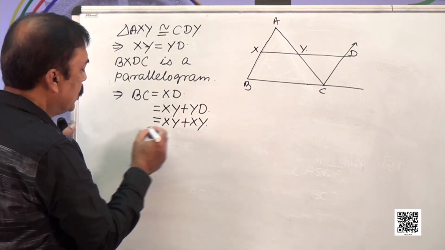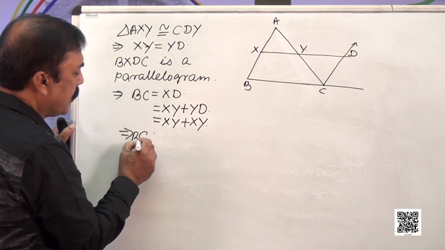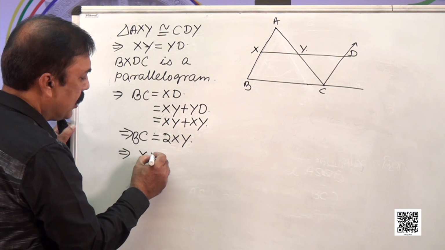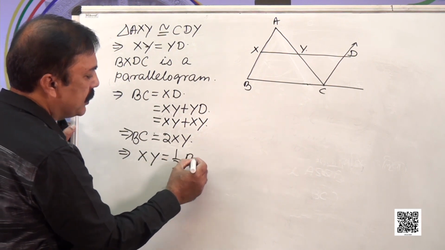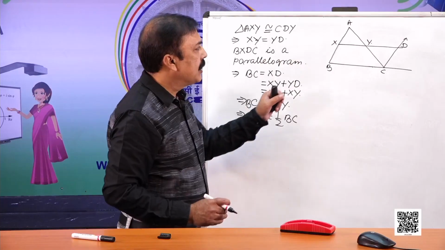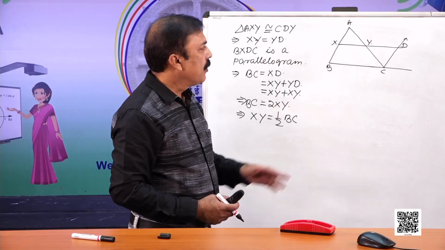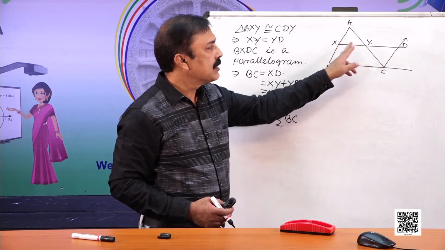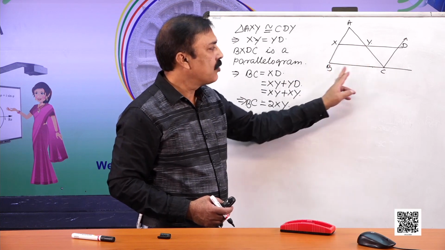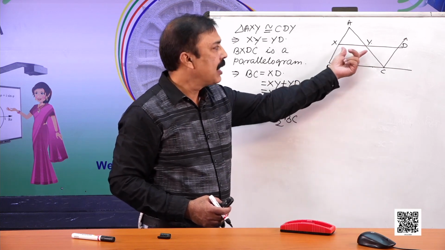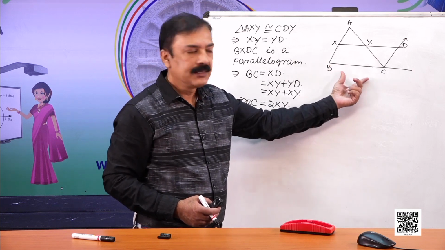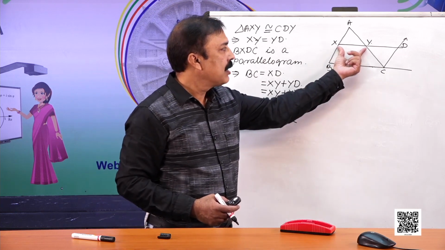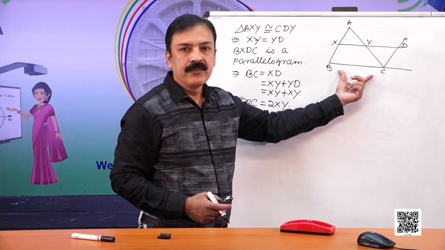So this shows that BC is equal to 2XY, or XY is half of BC. So we can further extend this theorem like this. The line segment joining the midpoints of two sides of a triangle is parallel to the third side and its length is half of the third side. We proved here that XY is half of BC. So this line segment joining the midpoints is half of the third side.